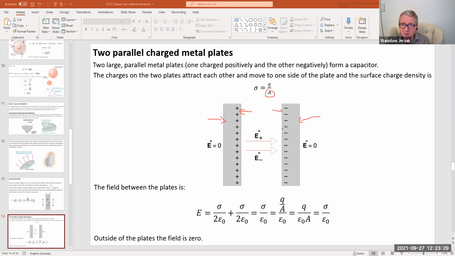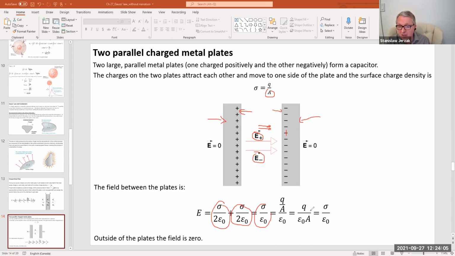And these two sheets, one positive and negative, will produce electric field in the middle between the sheets in the same direction, because positive charge will produce electric field away from positive, and negative sheet of charge will produce electric field towards the negative. So these two fields will be parallel, you see? That one due to positive, this one due to negative will be parallel, and the total field in between the plates will be sigma divided by 2 epsilon naught plus sigma by 2 epsilon naught. The total field will be 1/2 plus 1/2 is 1, sigma by epsilon naught.